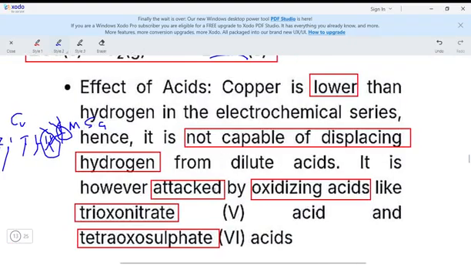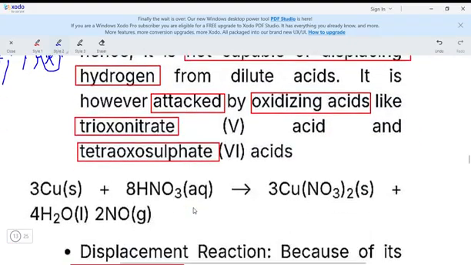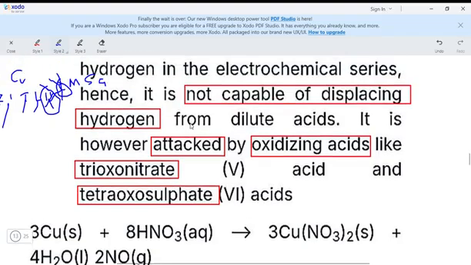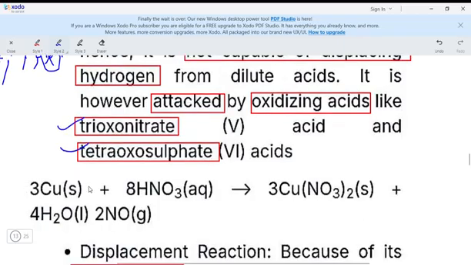However, the only thing that will happen is that the acid will attack the copper. That's especially the acid that is an oxidizing acid, like trioxonitrate 5 and tetraoxosulphate 6. That means HNO3 and H2SO4. They are the ones that can attack copper, being oxidizing agents. So let's see how they do the attacking.